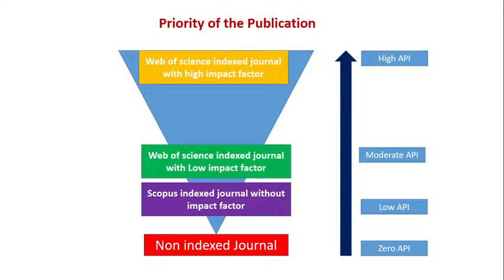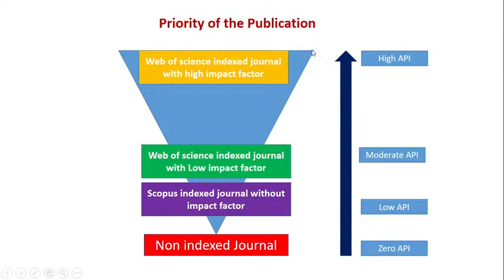Next I want to explain another important thing: how to decide the priority of publication. Look at the window. I created this on my own. This is the non-indexed journal. Non-indexed means there is no standard, globally recognized indexing. Globally recognized indexing means Scopus and Web of Science.